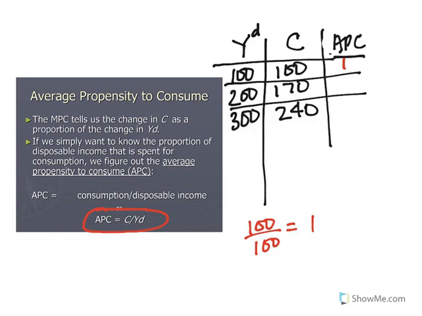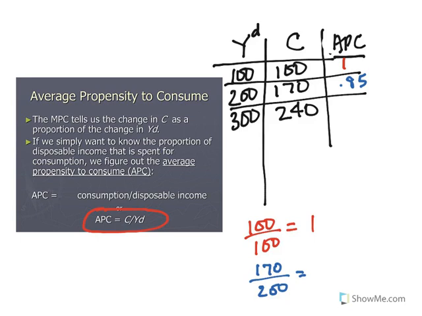Then I can look and see, what is the APC when disposable income equals 200? Again, I would just take consumption at that level, which is 170, and divide it by 200. And let's see mathematically what I come up with. 170 divided by 200, you come up with 0.85. So again, what that means is that when disposable income is 200, on average, we spend 85% of it.